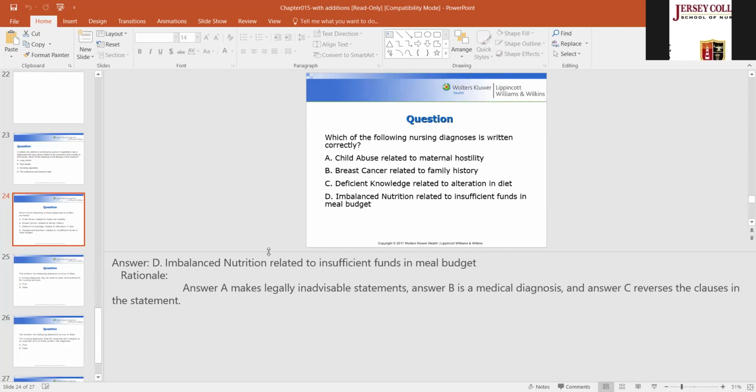A is legally inadvisable statements. B, child abuse related to maternal hostility, is really kind of making an assumption there. Breast cancer is a medical diagnosis, so you can't use that. And C reverses the clauses. So it's alteration in diet related to knowledge deficit. That's what it means when you reverse it. Their problem is they're not eating enough, or they have an alteration. And the reason they have that alteration is because maybe they don't know what they should be eating, or they're not following the proper guidelines. Makes sense.